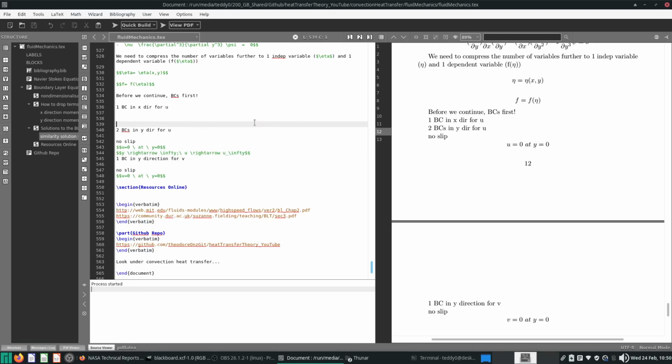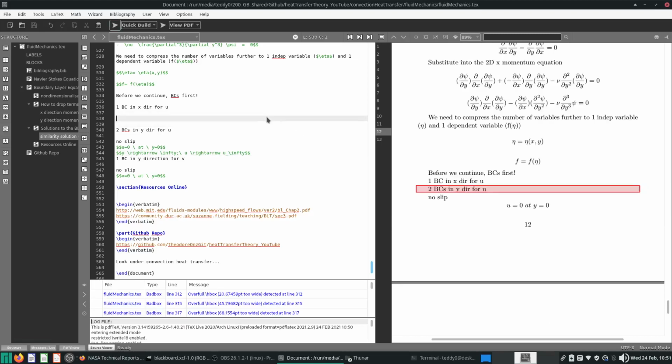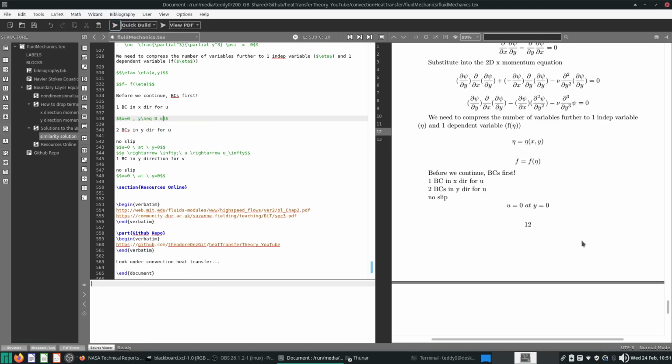Okay, what else? For the boundary condition in the x direction, one thing you could put, I'm not sure if it's redundant or what, but when x equals 0, and y not equal to 0, you will have u equals u infinity, which is the free stream velocity, and that's pretty much all you need.